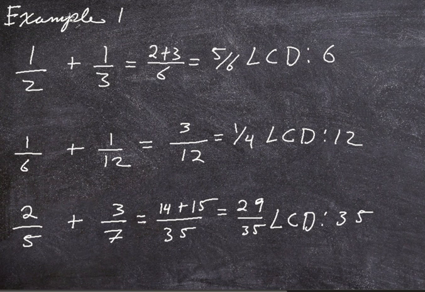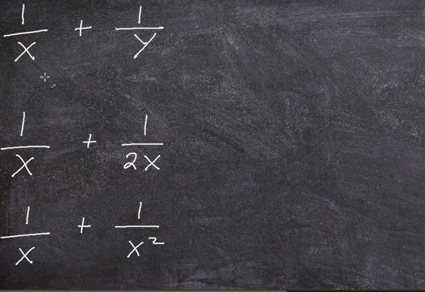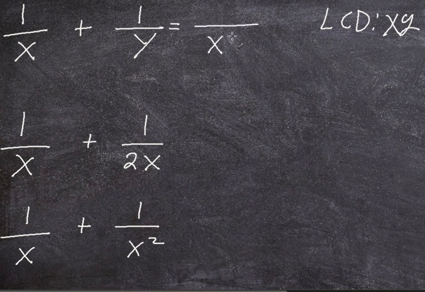Well, what if they're more advanced? Let's talk about if they were variables. So if you had 1 over x plus 1 over y, well, what would the LCD be? Since x and y have nothing to do with each other, the LCD is going to be x times y, very similar to the 5 times 7. So the LCD has to be xy. What did I multiply the x by to make it xy? I need to multiply it by y. So I'd have y plus x, and that's all the reduction I can do for that one.